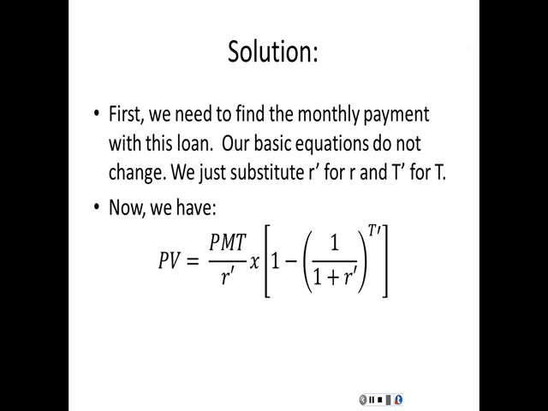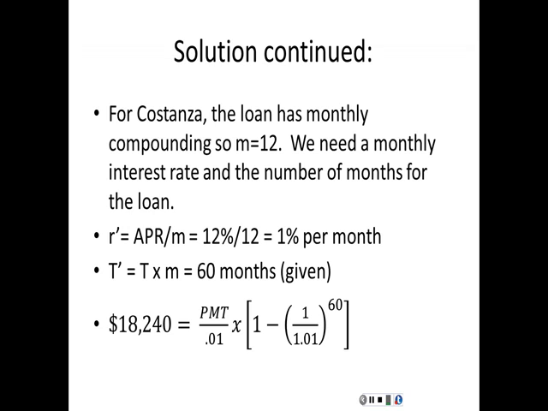We apply the present value of the annuity formula, and if you notice, when we have monthly payments, we're just going to use R prime where we normally have R, and T prime where we normally have T. Otherwise the formula is exactly the same. For Costanza, it's monthly payments, so M is 12, so our monthly rate, or R prime, would be 12% divided by 12, or 1% interest per month. T prime was given to us as 60 months.